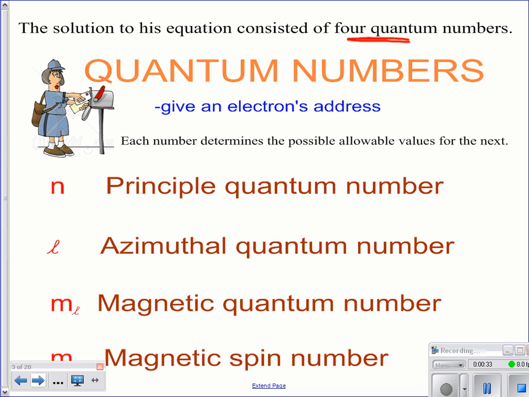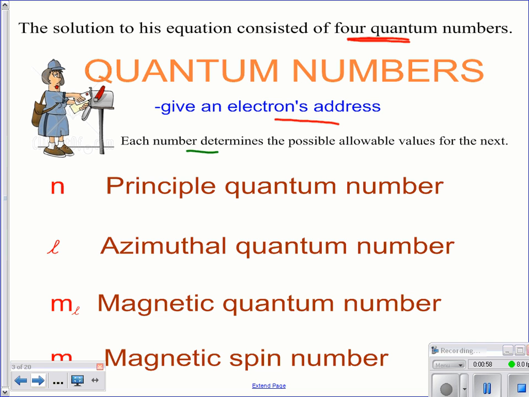Quantum numbers are really just a way of giving an electron an address. It's a way of assigning an address to an electron within an atom. Every single electron within an atom has 4 unique quantum numbers. This is going to be a recurring theme that you'll see as we go through these, and I'll try and bring this up again.